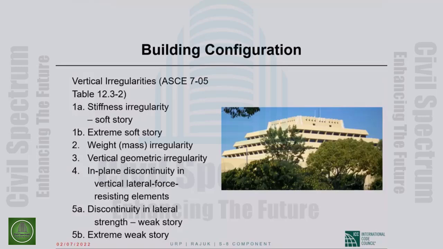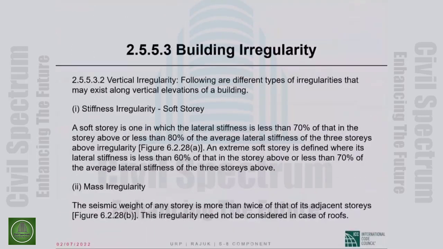The categories are stiffness irregularity or soft story, extreme soft story, 1A and 1B. 2 is weight or mass irregularity. 3, vertical geometric irregularity. 4, in-plane discontinuity in vertical lateral force resisting elements. 5, discontinuity in lateral strength or weak story. 5B is extreme weak story. Those are the different categories of vertical irregularities in a structure.